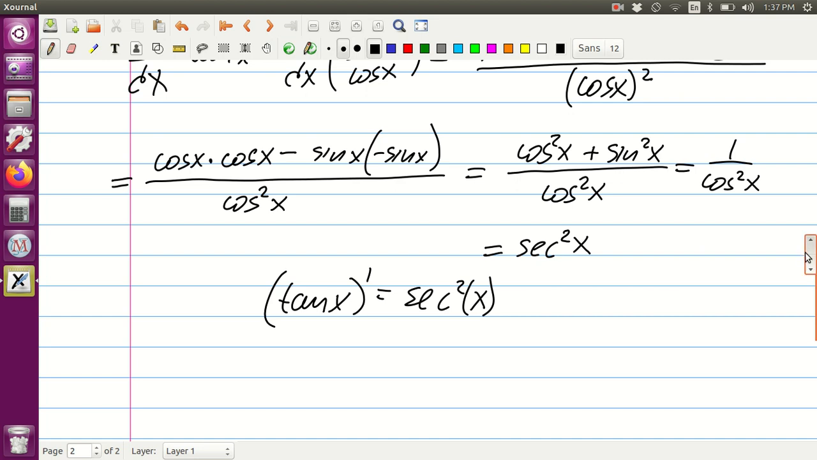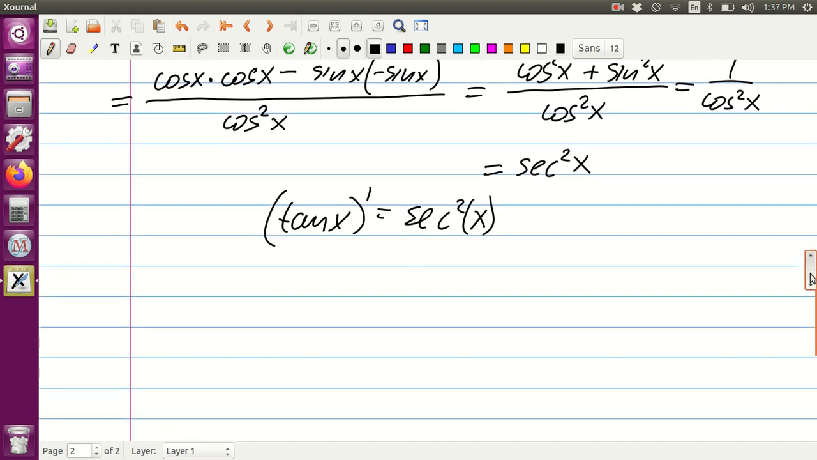Alright, the next one that we need to calculate is the derivative of secant. So secant of x, derivative.